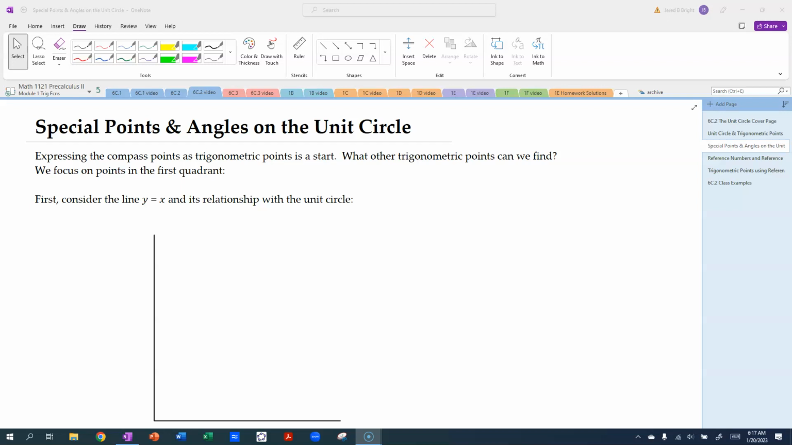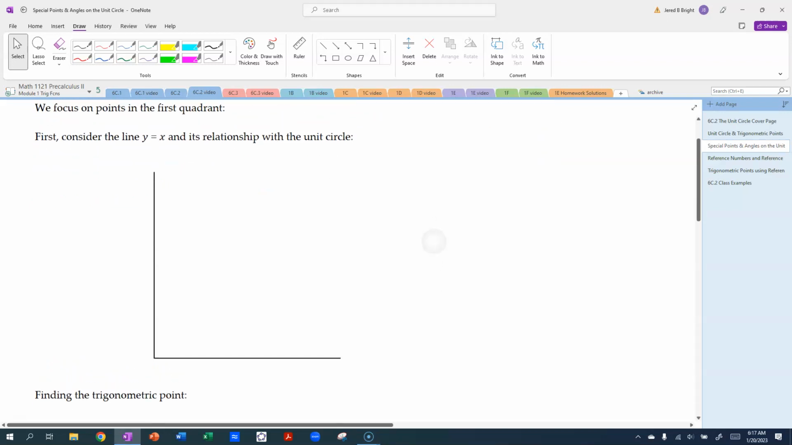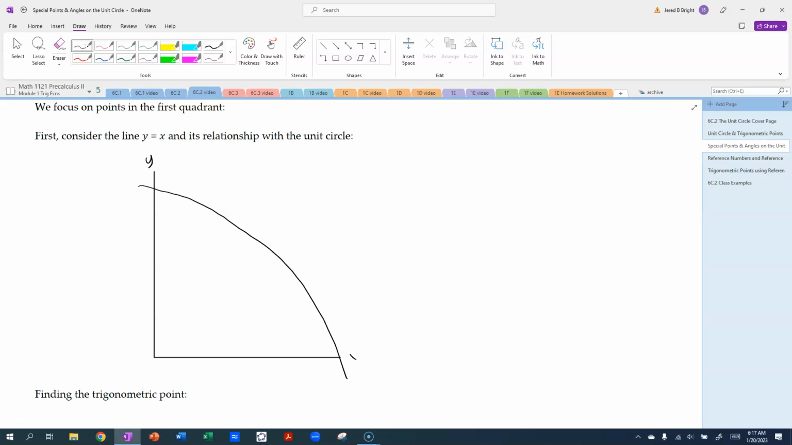All right, so we're going to start by looking at the line y equals x and its relationship with the unit circle. I'm going to first draw a sketch of the unit circle in black here, free-handed, so it's not going to be perfect, but we'll get the idea. There's our unit circle in the first quadrant. This is y, this is x, and this is the equation x squared plus y squared is equal to 1.